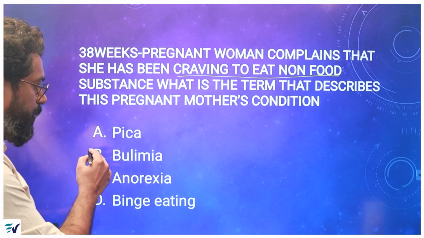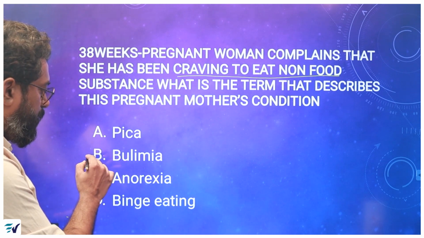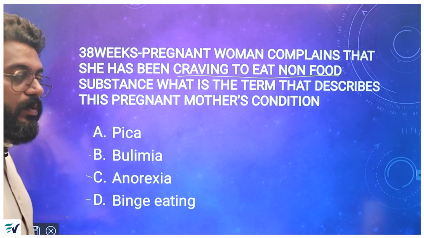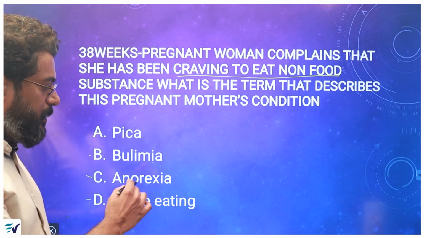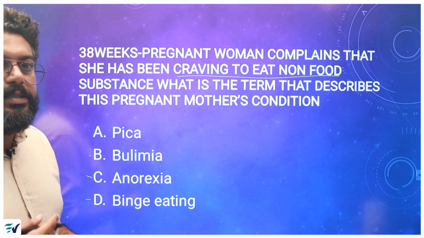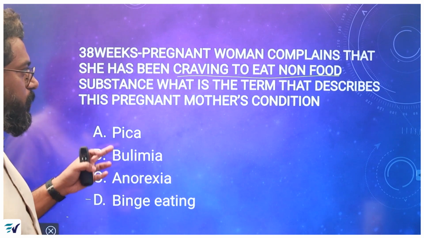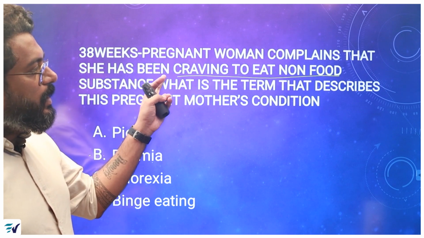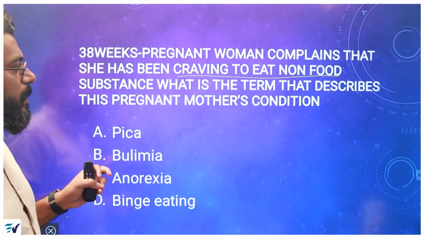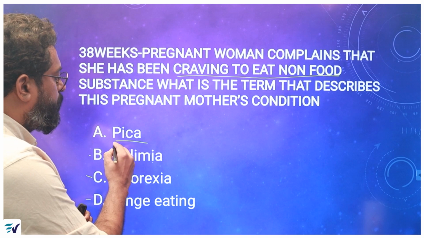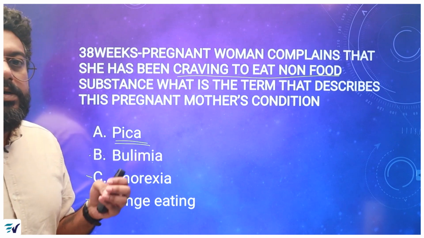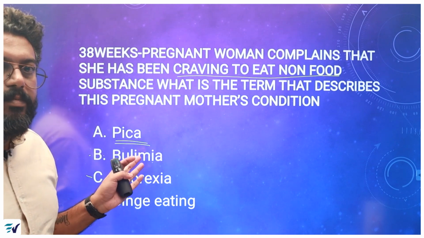So these three, B, C and D, are related to eating disorders, but these are the definitions. Bulimia means eating a large amount of food, anorexia means taking no food. So the definition is craving to eat non-food items is known as pica. Craving for non-food substances is called pica.